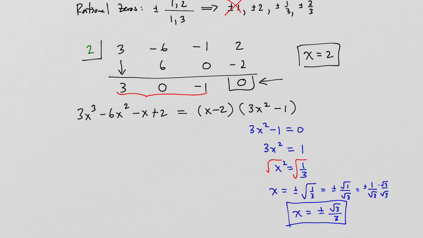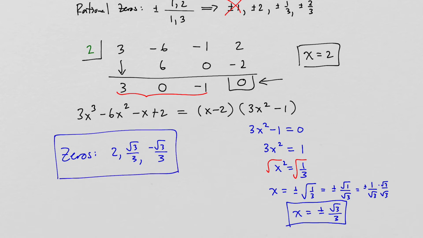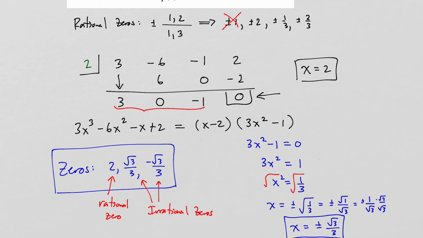So in the end, we know that our zeros are 2, radical 3 over 3, and negative radical 3 over 3. Now I want you to notice that only x equals 2 is a rational zero. The other two zeros are irrational zeros. And they're irrational because radical 3 over 3 is an irrational number. So that doesn't violate what we said in the beginning.